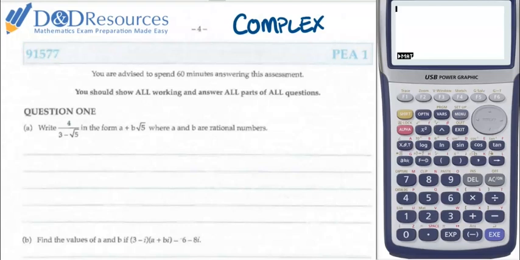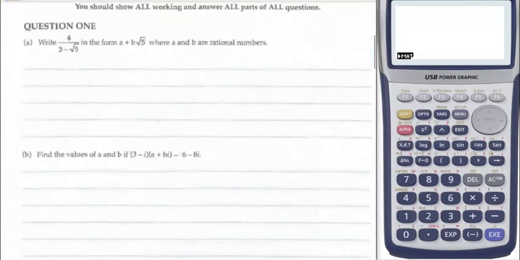So we're going to move through the PEAs in each of their workbooks. That's practice external assessment. So this one is for practice external assessment number 1 for the complex numbers booklet. Now we're on to question 1 here.